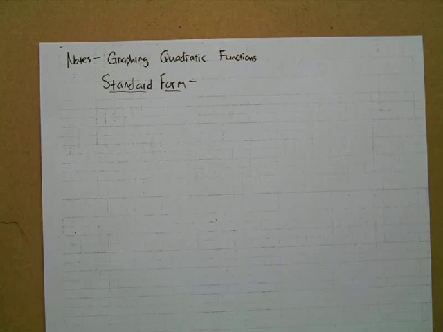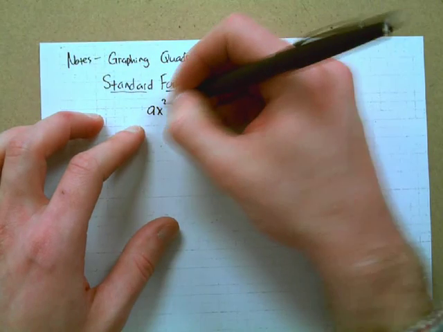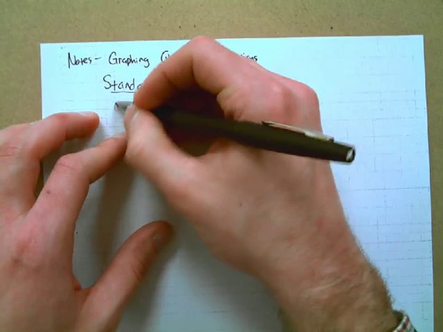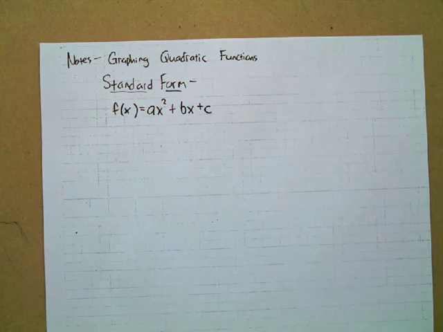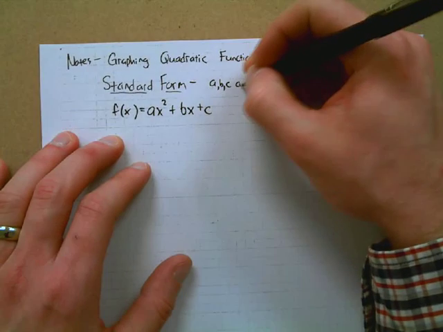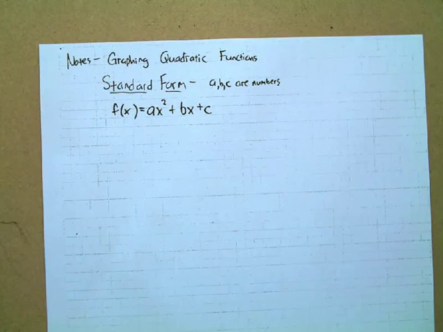So here's standard form for a quadratic equation. It is ax squared plus bx plus c, and we'll just say f of x equals this, or y. And a, b, and c are just numbers.